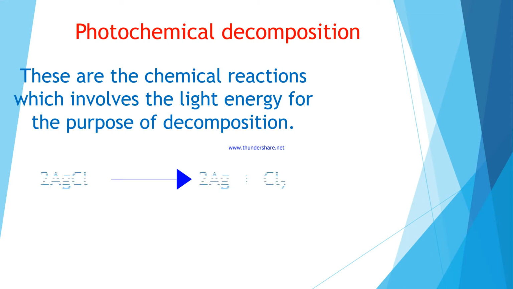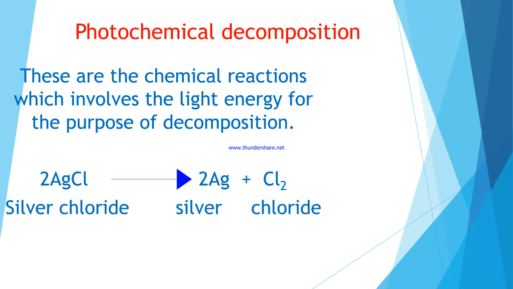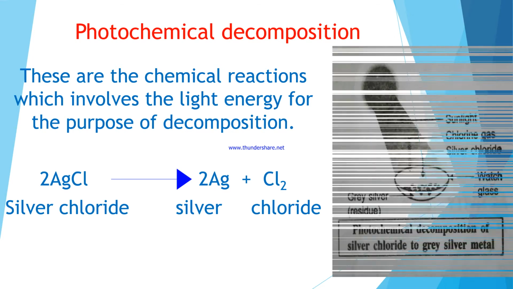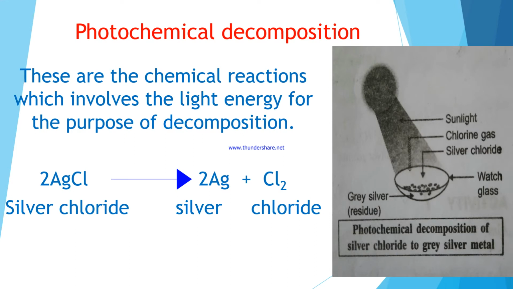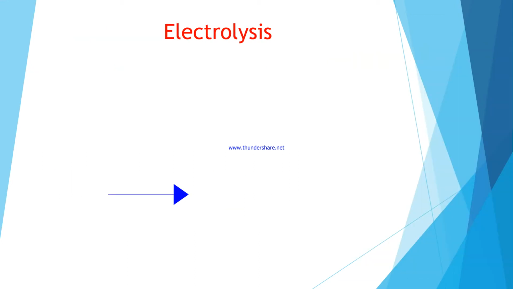place in the presence of sunlight, and that is known as photochemical decomposition. When silver chloride is subjected to sunlight, silver metal is formed with the release of chlorine gas. And here, with the supportive image, the white colored silver chloride converts into gray silver metal because of photochemical decomposition.